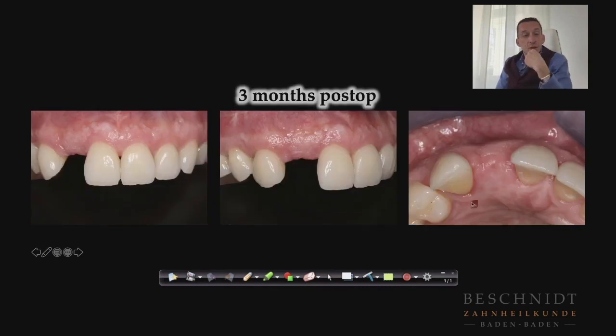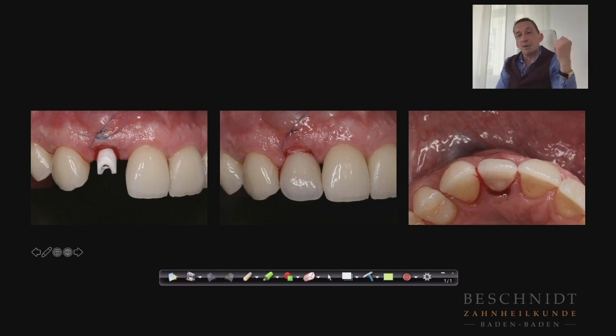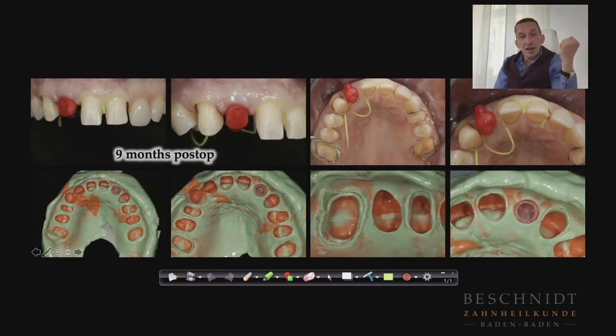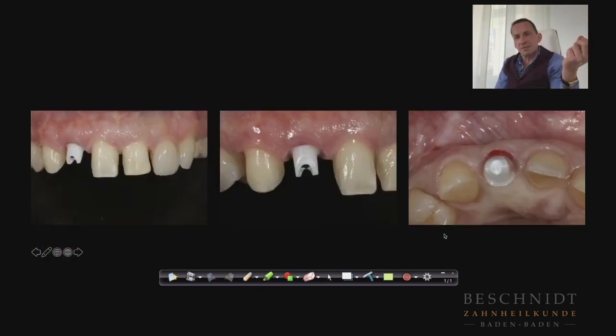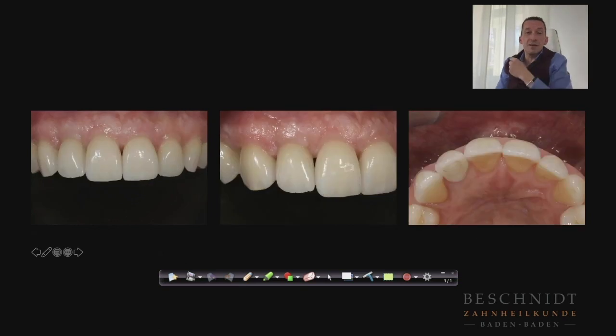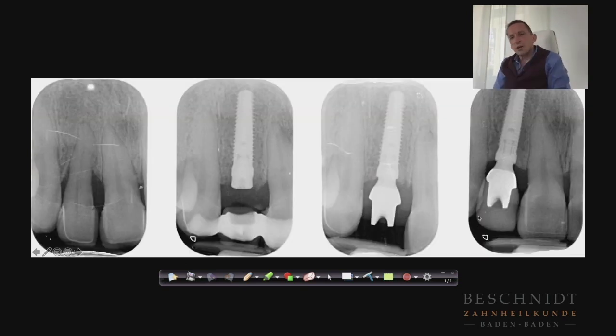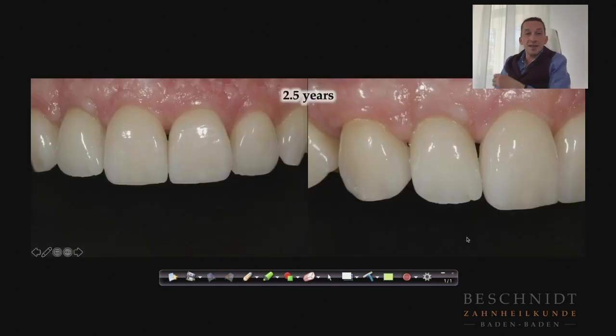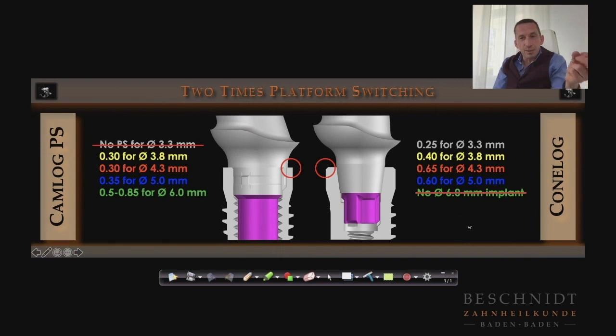And after 3 months, we uncover and we place the final abutment and the long-term provisional. And now look, after 9 months, we have a nice stable situation, although we did extrusion and augmentation. And this is the final crown. Look at the platform switching. Look at the situation. Where has the bone been and where is the bone now? And with the conical connection, we can keep the bone up to this area without any resorption. And this is the 2.5-year control. So with the Conelog, the platform switching is higher, and for this, the bony stability is better.